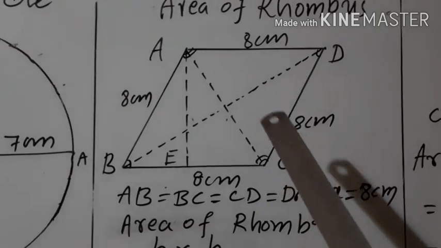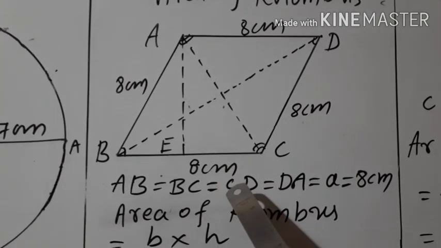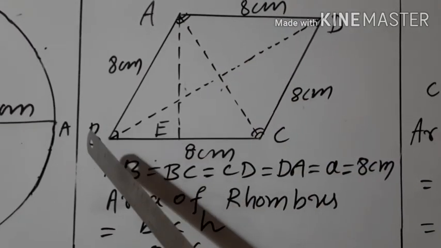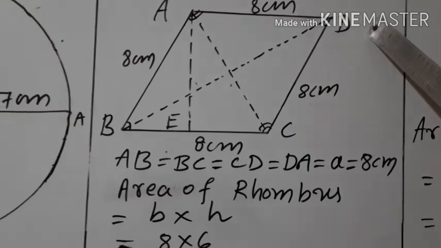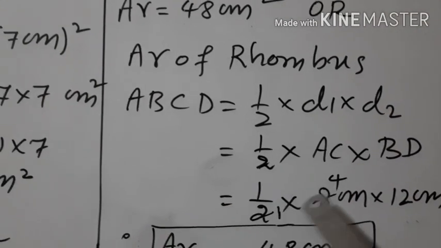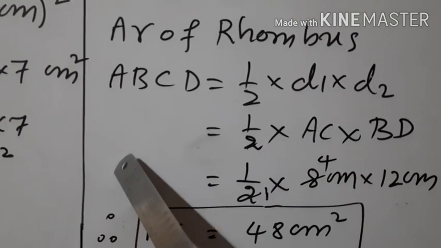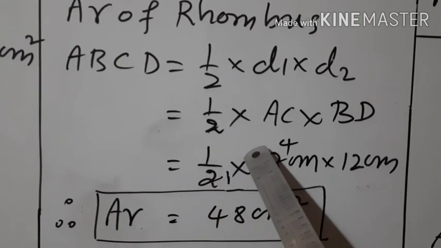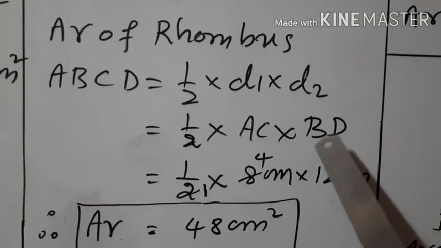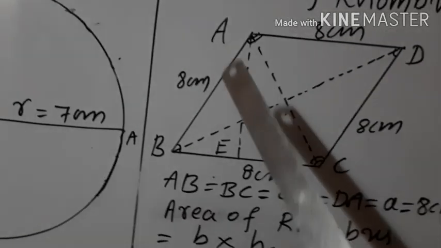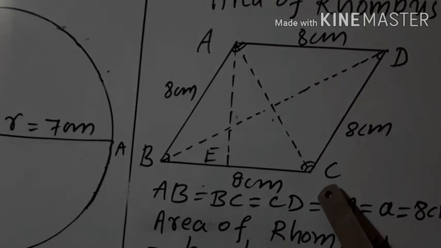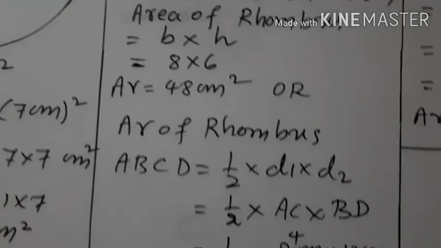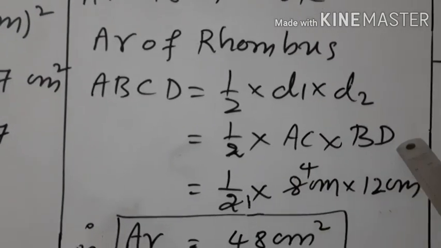The area of the same rhombus can also be found by using the formula half into diagonal 1 into diagonal 2. Here we see that the area of rhombus ABCD is equal to half into D1 into D2. Half into diagonal 1 is AC and diagonal 2 is BD. Diagonal AC is D1 and diagonal BD is D2. Therefore, we write half into D1 into D2.